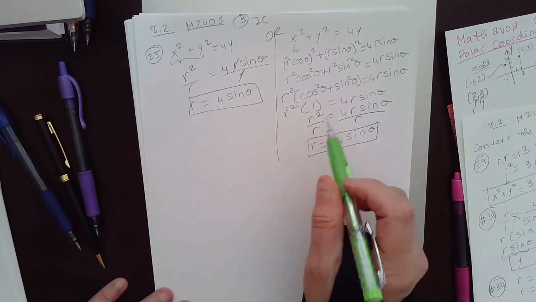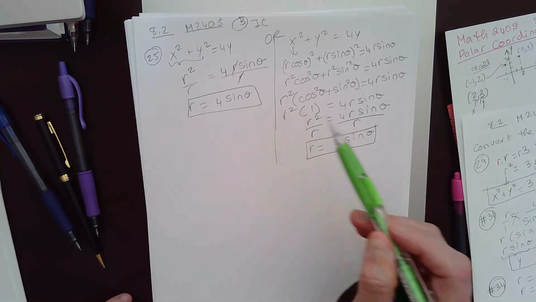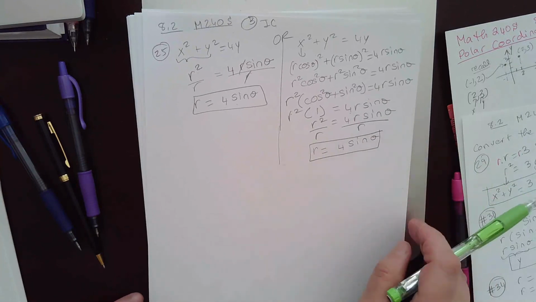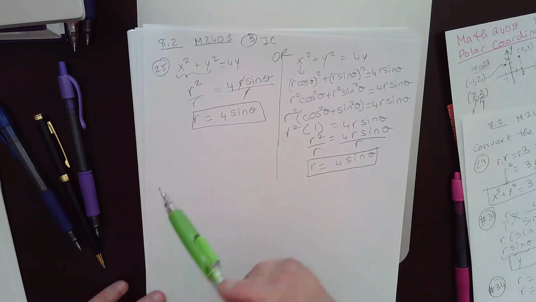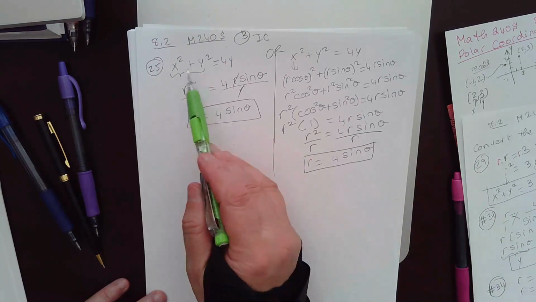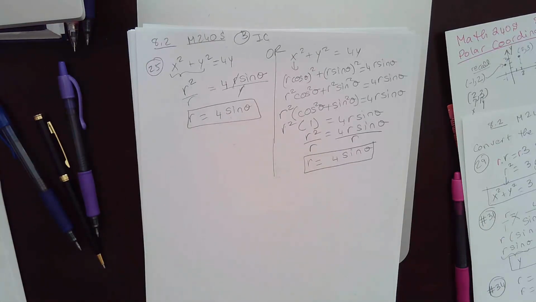So you could have done that or this. Either way, they both work. But you may have noticed the x squared plus y squared equal r squared.